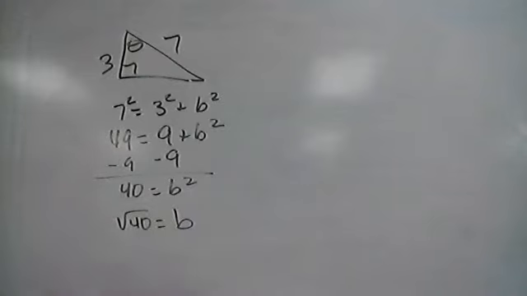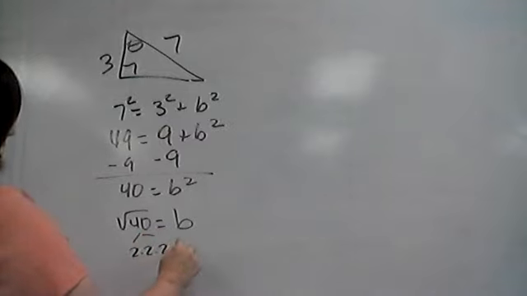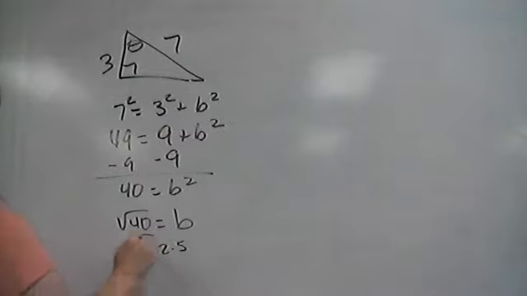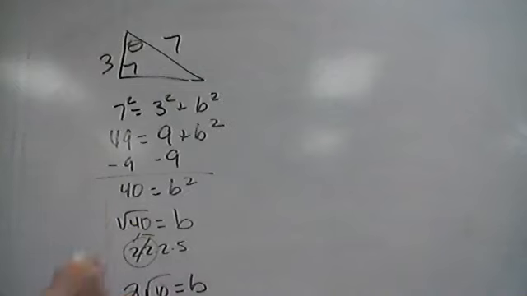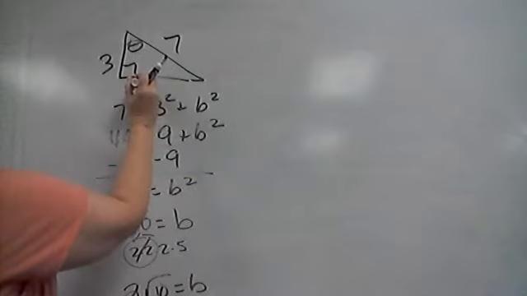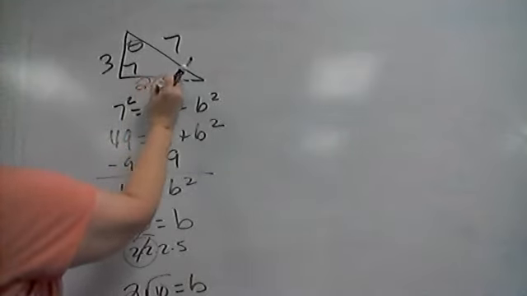All right, now remember that all your radicals must be in simplest form. 40 is 2 times 2 times 2 times 5. So I can take out a 2. So 2 root 10 is my missing side. So this side is 2 square root 10.